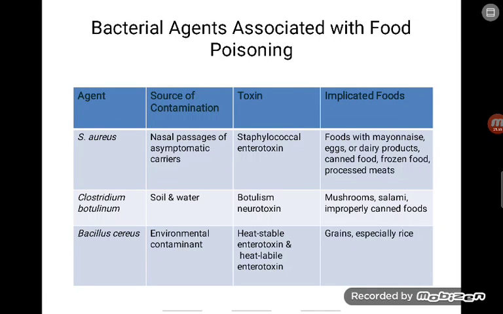In Clostridium botulinum associated food poisoning, the source of contamination is soil and water. These microorganisms produce botulism neurotoxin. It's a neurotoxin, which means it works on neural cells. The foods implicated are mushrooms, salami, and improperly canned food. For Bacillus cereus, the source of contamination is environmental contaminants. It produces heat-stable enterotoxin and heat-labile enterotoxins. Usually the food implicated is grains, especially rice.